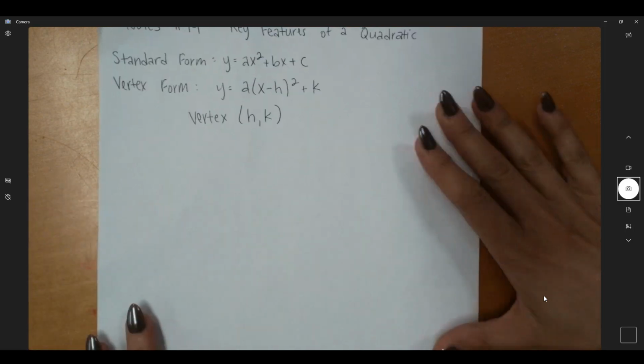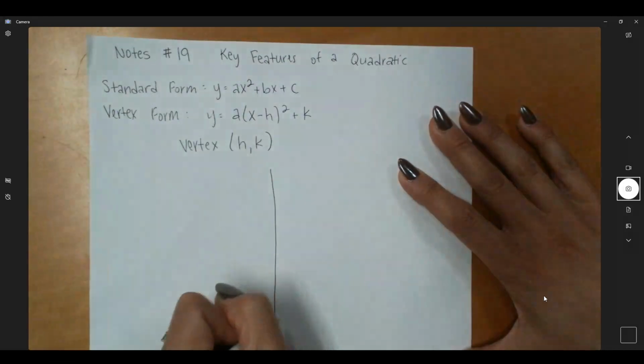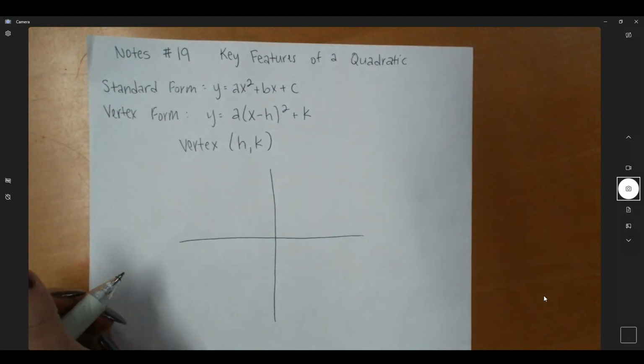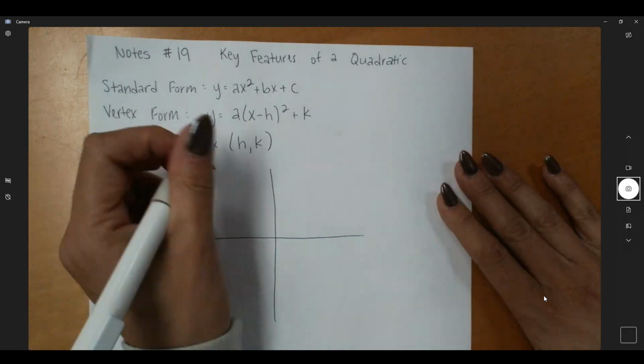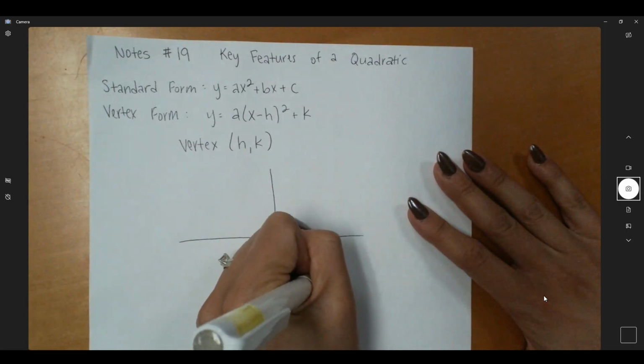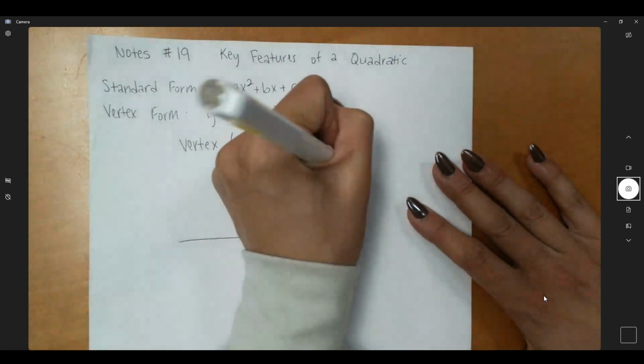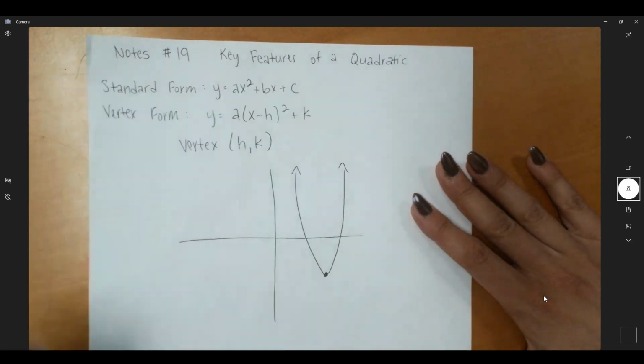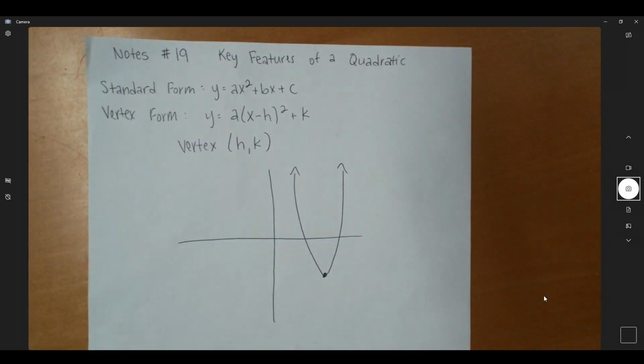Okay, so let's look at some quadratics. So the first thing will be our axis of symmetry, which is a line that goes through our vertex, and our vertex is where your parabola changes directions, right? So you're going down. Once you hit the vertex, you start to go up.